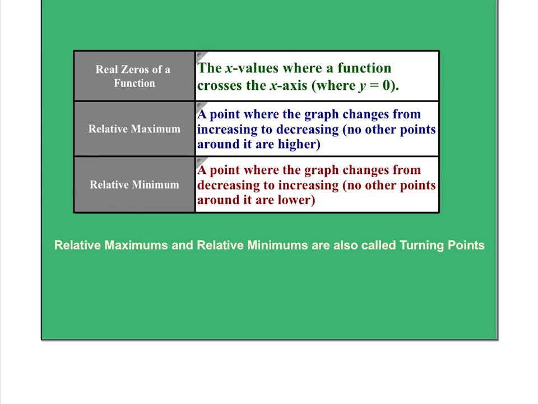So what you're looking at: real zeros, where it crosses the x-axis. Relative maximum is where it changes from increasing to decreasing. So it kind of goes like this, increasing and then stops increasing and starts going back down. Relative minimum, where it bottoms out and then comes back up. Relative maximums and relative minimums are also called turning points, so be aware that they might be called that at some point in time.